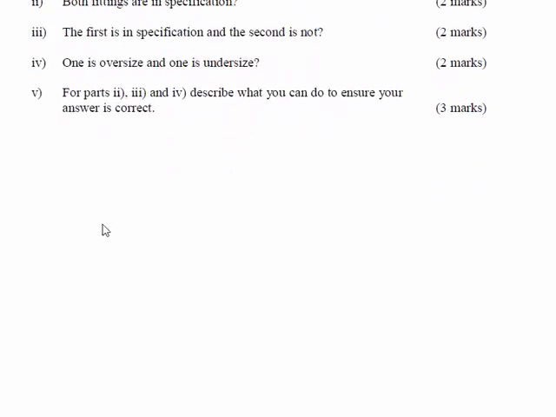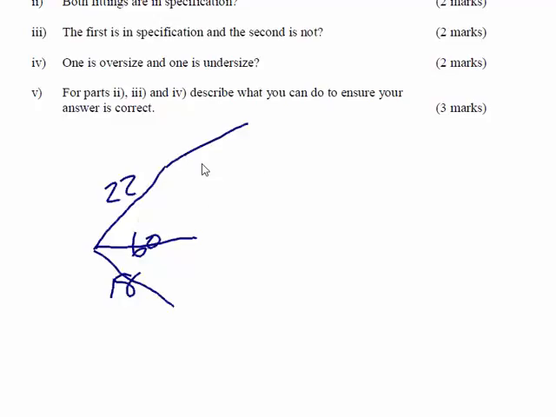To draw a tree diagram, we need to have over, in spec and under. There are 22 over, there are 18 under. So 100 minus 22 is going to be 78, minus 18 is going to be 60. And then at the end of each one of these we're going to get over, in spec and under, over, in spec and under, over, in spec and under.